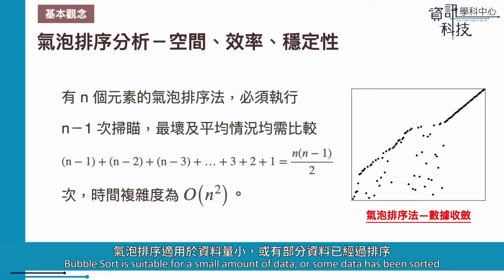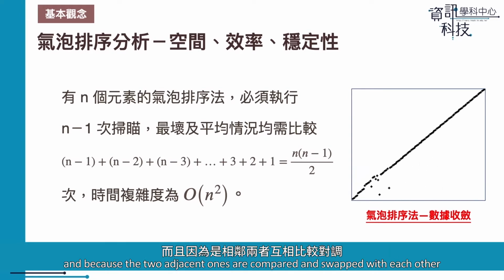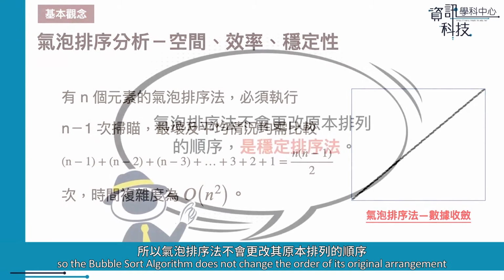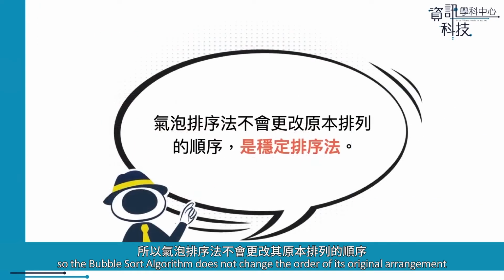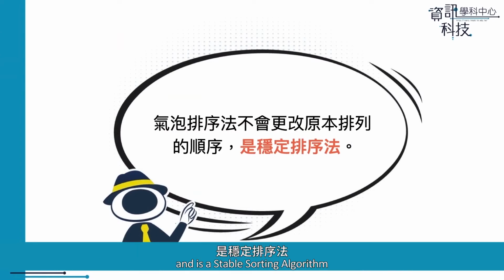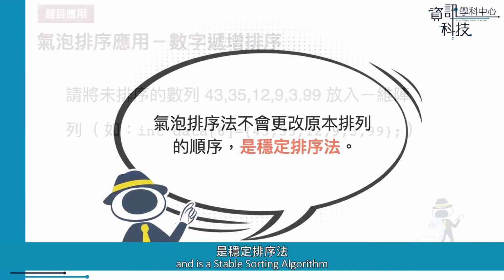Bubble sort is suitable for a small amount of data or some data has been sorted. And because the 2 adjacent ones are compared and swapped with each other, the bubble sort algorithm does not change the order of its original arrangement and is a stable sorting algorithm.